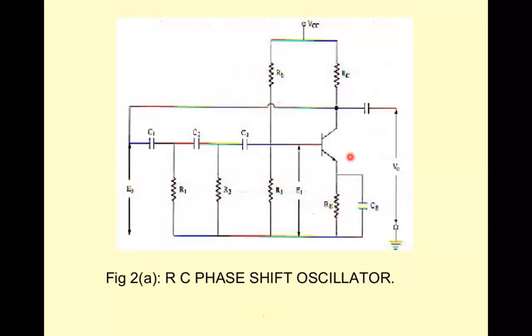So what it is making is, the transistor as an amplifier will have a phase shift of 180 degrees. The 3 RC network will give a phase shift of 180. So 180 plus 180, the total phase shift at the end will give 360 degrees.